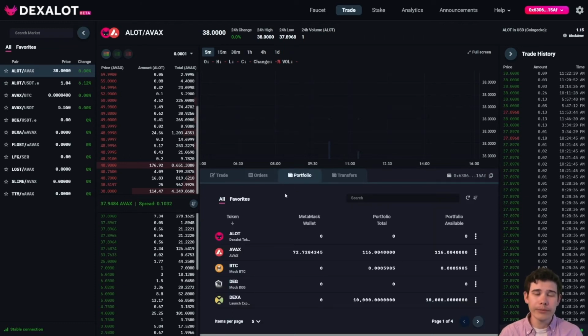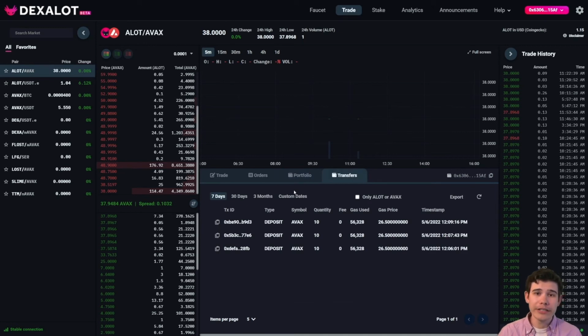Portfolio is where you can see what funds you have available for trading, as well as what funds are in your portfolio or your MetaMask wallet. And transfers is where you can see your history of deposits and withdrawals. That's a basic overview of the Dexalot application. For more detailed tutorials, check below.